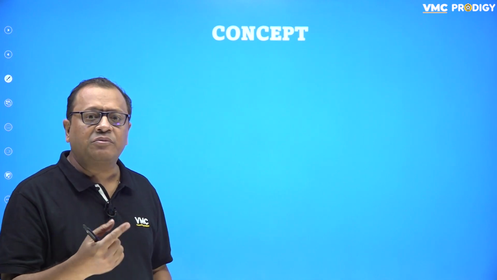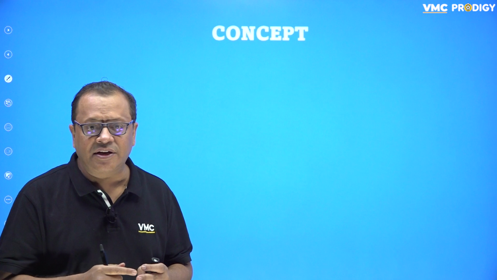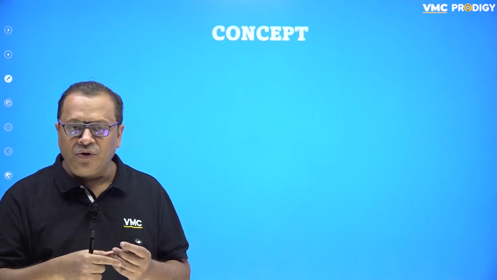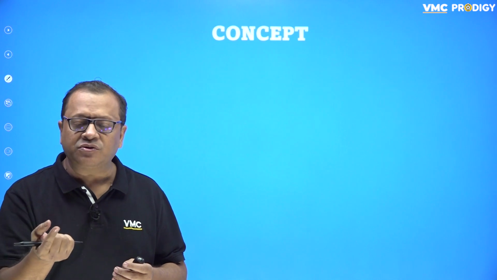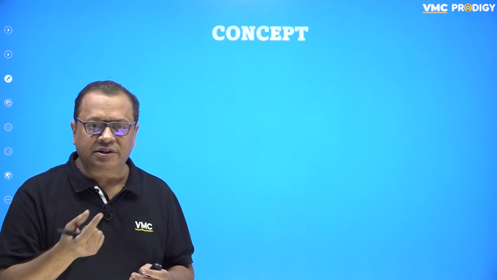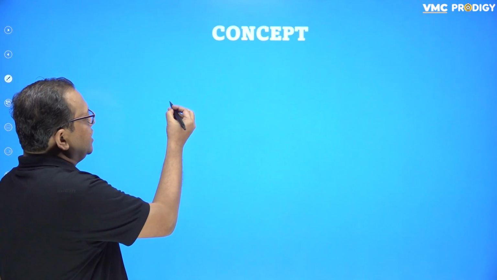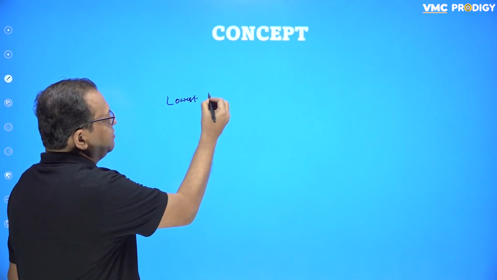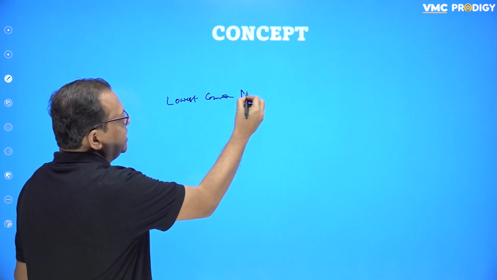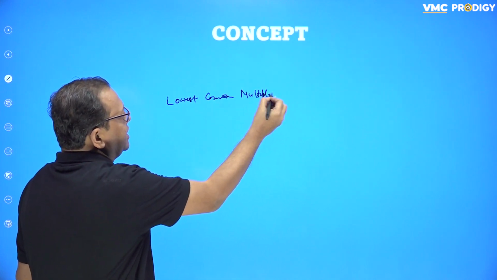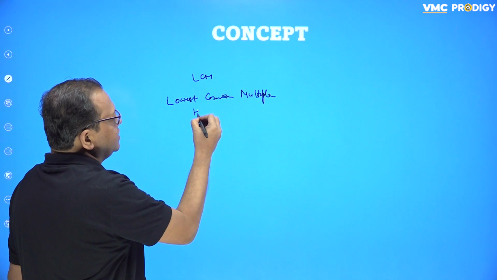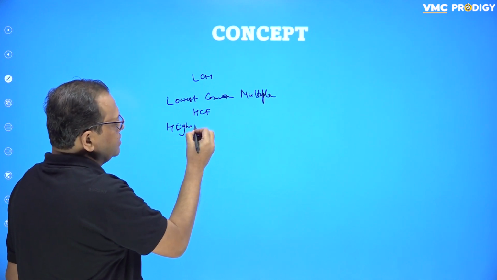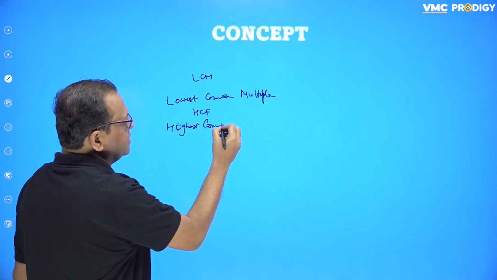The second concept that I am going to discuss is the concept of LCM and HCF. And mind you, I am not discussing how to find LCM and HCF, I know that, but basically the questions will be applications of LCM and HCF. So what do you mean by LCM? I say lowest common multiple is LCM, and the highest common factor is HCF.